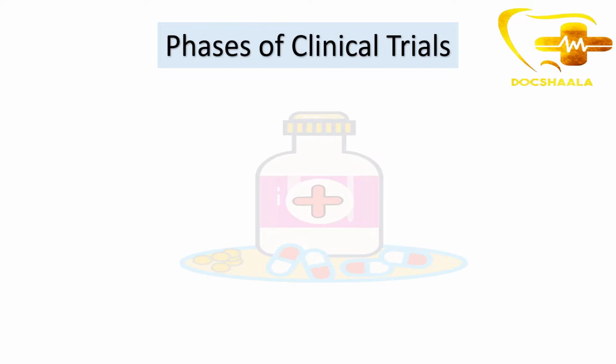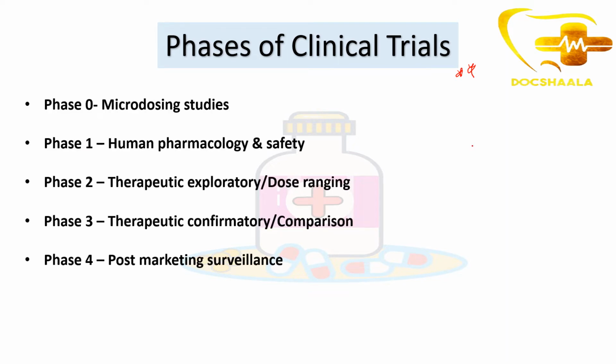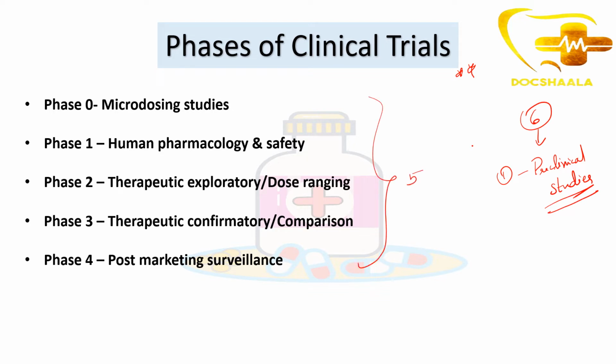Coming to the phases of clinical trials, this is a very important slide. Please make a note of it. These are the phases we use in clinical trials, but actually there are 6 phases. The first one is preclinical studies, which we saw in the previous slide. First we do preclinical studies, followed by these 5 stages.